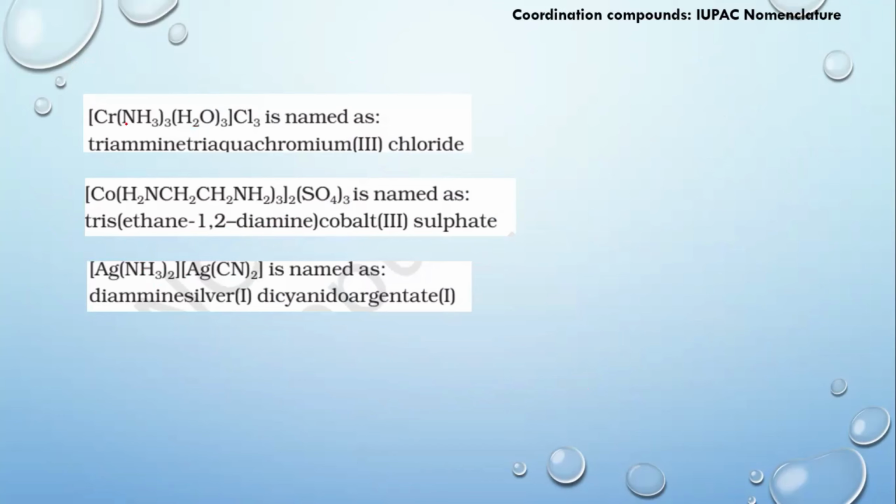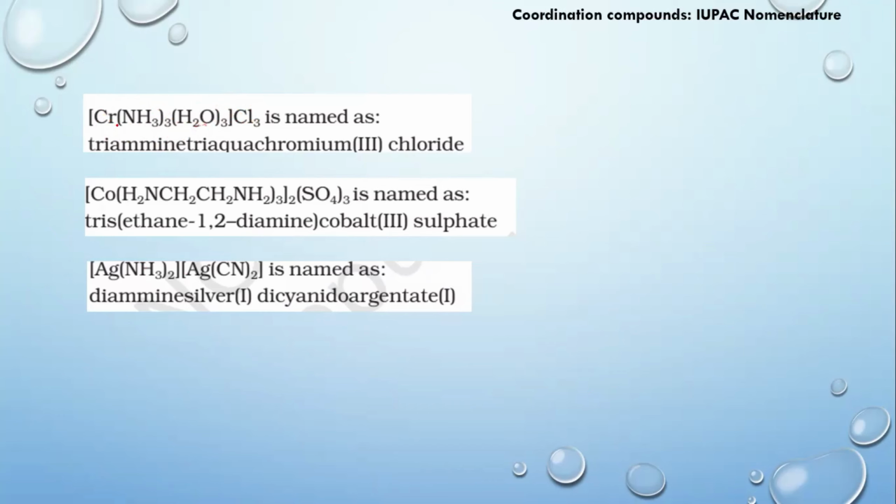First, consider this complex [Cr(NH3)3(H2O)3]Cl3. So which are the ligands there? Ammonia is a ligand, water is a ligand. We have seen that ammonia is named as ammine, water is named as aqua, and the central metal ion is chromium. And now the complex coordination entity is a cation, right? So Cl minus ions are the counter ions, and the complex part is a cation. So the cationic part is named first.